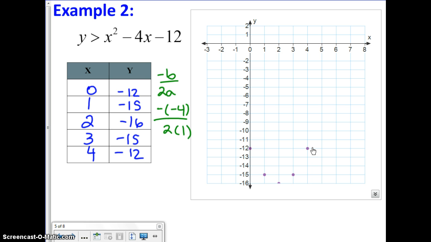Now, I'm probably going to go a little bit farther on my table. I'm going to take a look and see what else I have, because this only covers a portion of the coordinate plane. I kind of want to go farther up. So I'm going to find out 5 is negative 7, and 6 is 0. Then I'm going to go back up to negative 1, and I see that negative 1 is negative 7, and negative 2 is 0. So now I have a better shape, and this covers more of my coordinate plane.